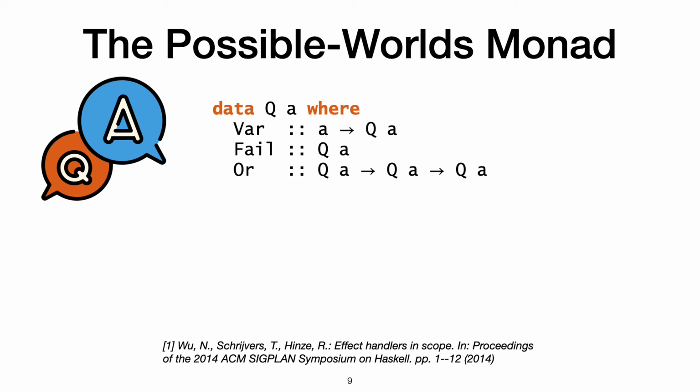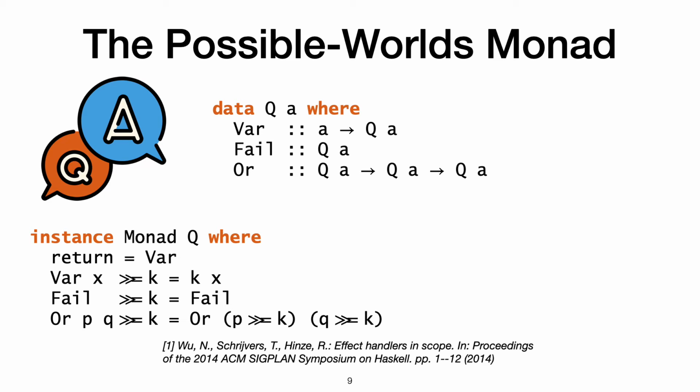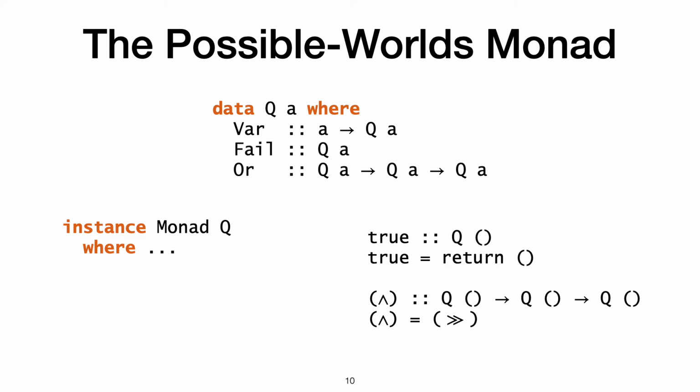We represent a query by means of the well-known non-determinism monad, which indicates the non-deterministic character of logic programming. This query data type is monadic, and its monadic structure actually aligns very well with the conjunctive structure of the queries. And indeed, we can represent true by means of a return, and we can represent conjunction by means of monadic sequencing.